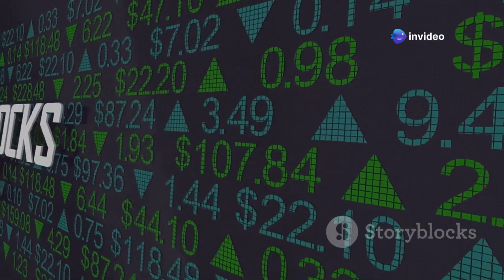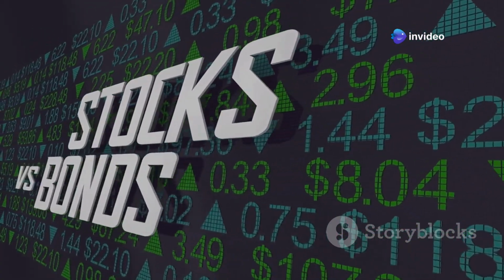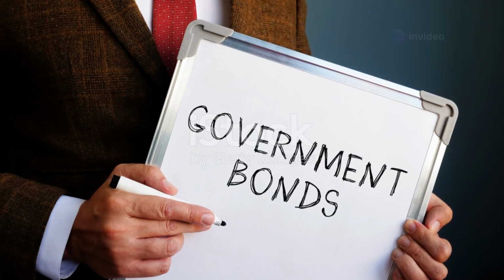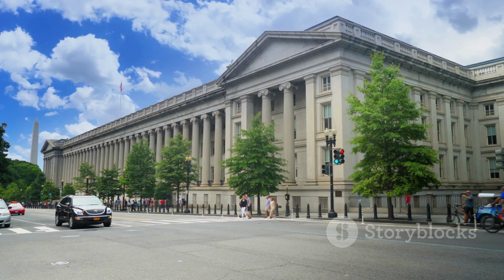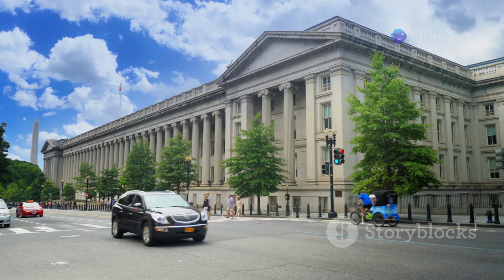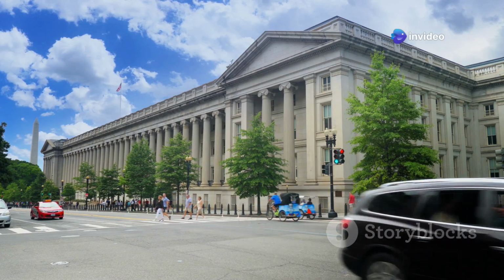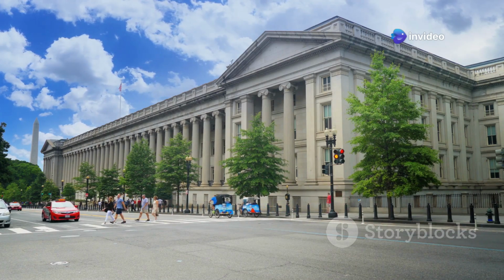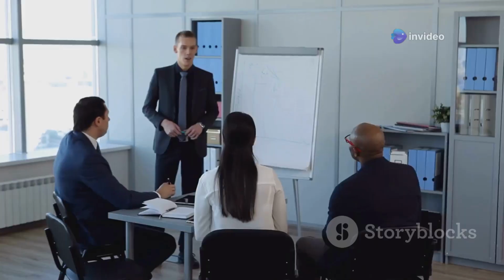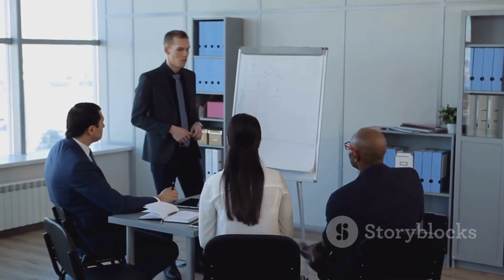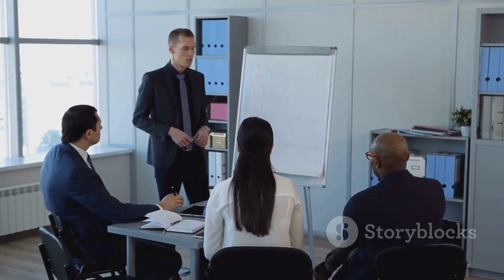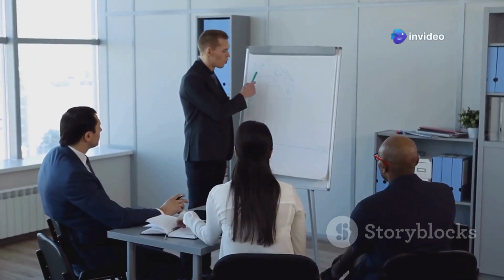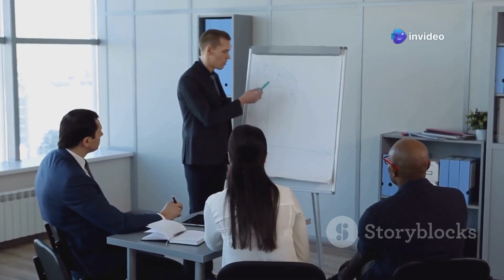Bonds come in various flavors, each with its own risk and return profile. The most common types are government bonds and corporate bonds. Government bonds are issued by national governments to finance their spending. They are generally considered low-risk investments due to the government's ability to tax and print money. Corporate bonds, on the other hand, are issued by companies to raise capital. These bonds typically offer higher interest rates than government bonds to compensate for the higher risk associated with lending to a corporation.